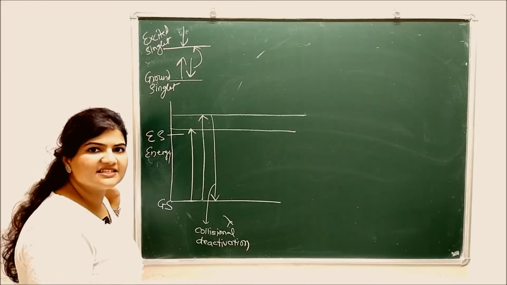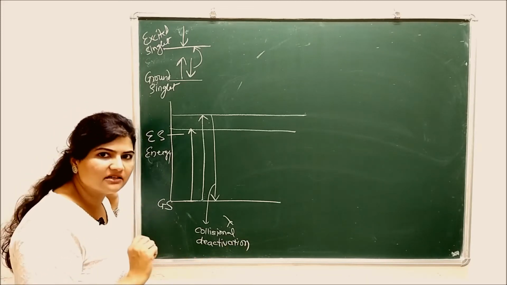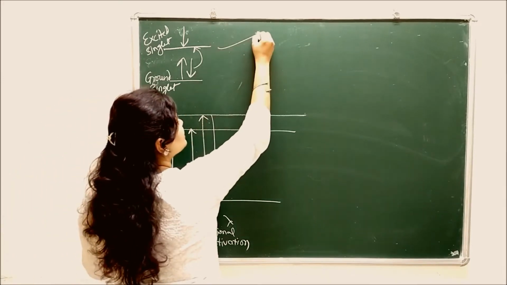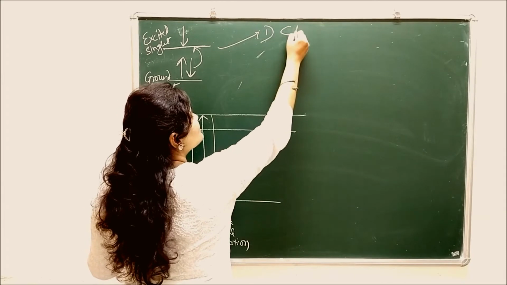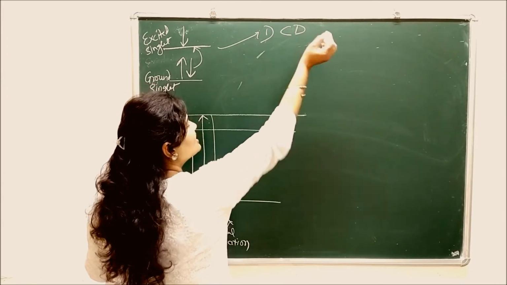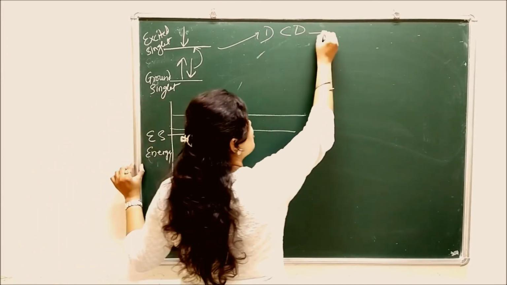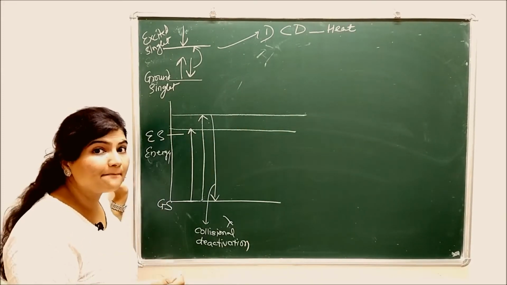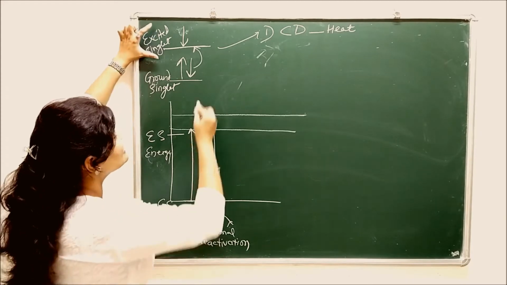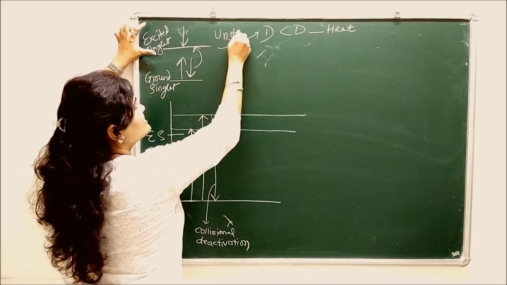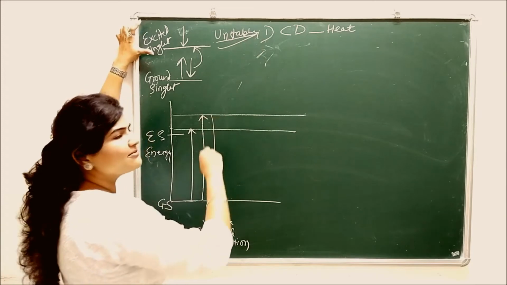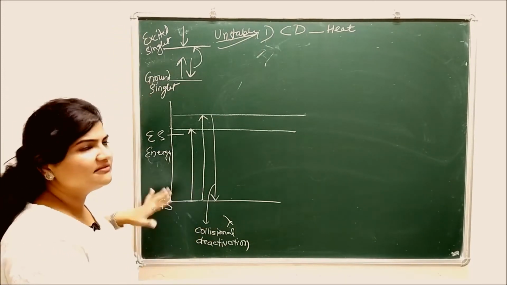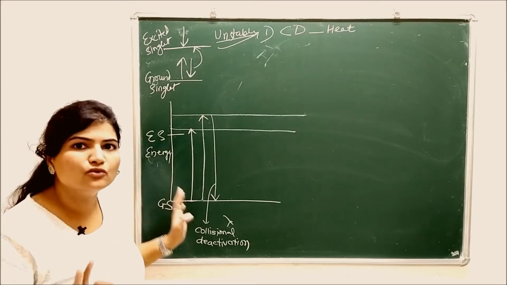Means all the energy is lost in the form of heat. It is collisional deactivation. It can happen. This is the first probability. So the first probability is collisional deactivation. All the energy is lost in the form of heat. No radiation. Collisional deactivation happens if the excited singlet state is very unstable. If it is very unstable, all the energy will be lost in the form of heat and the molecule will come back to the ground singlet state.